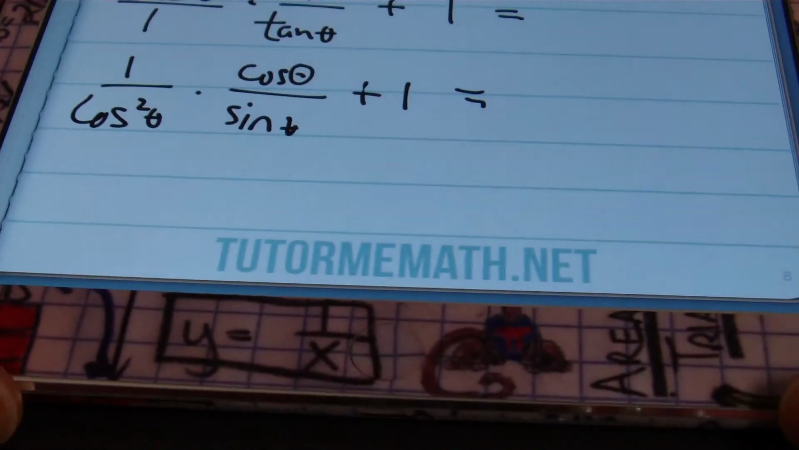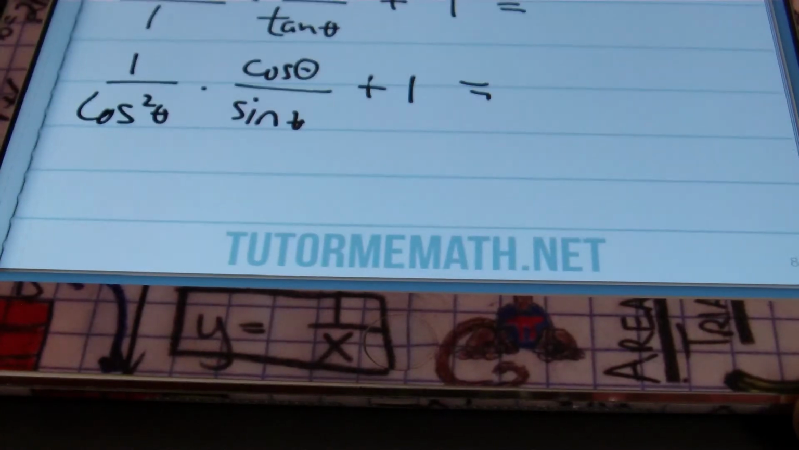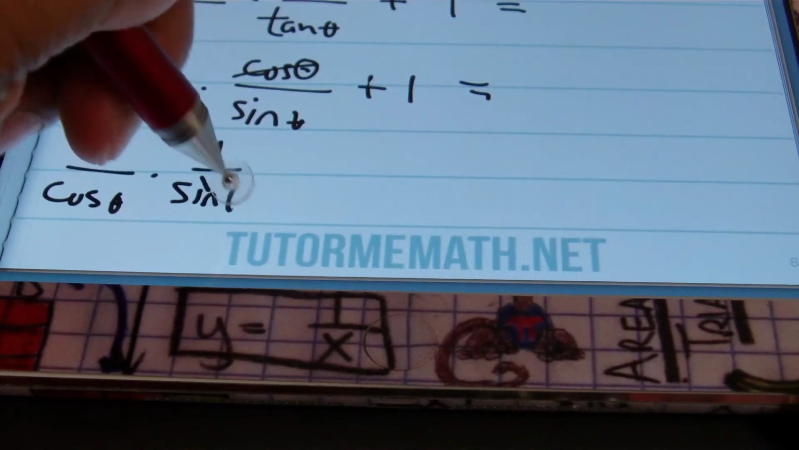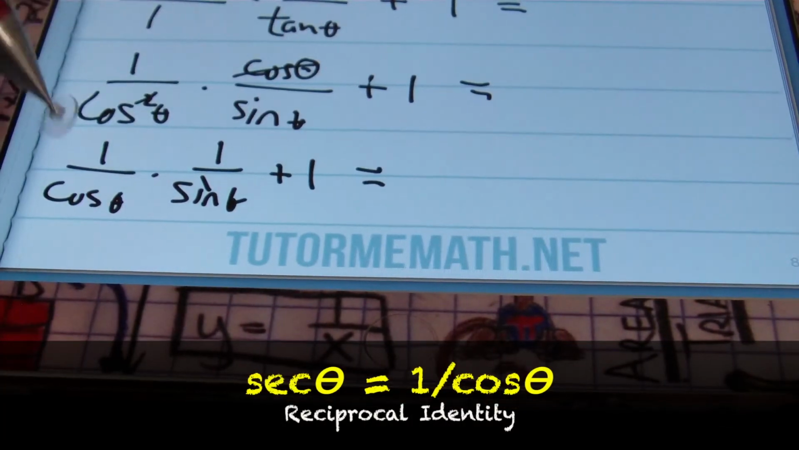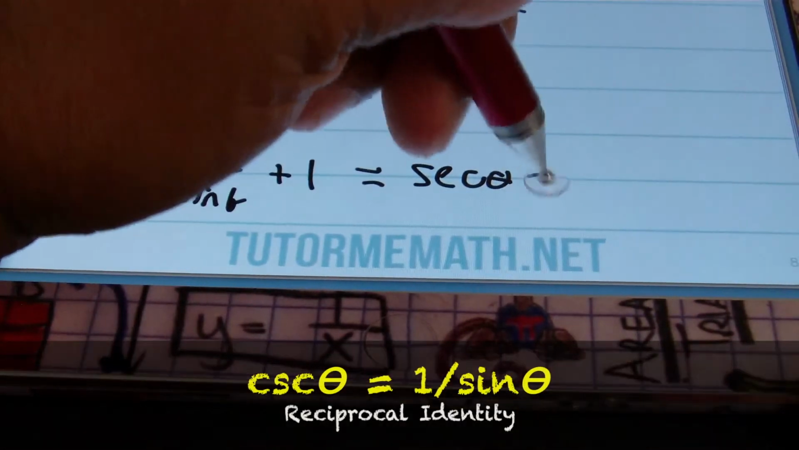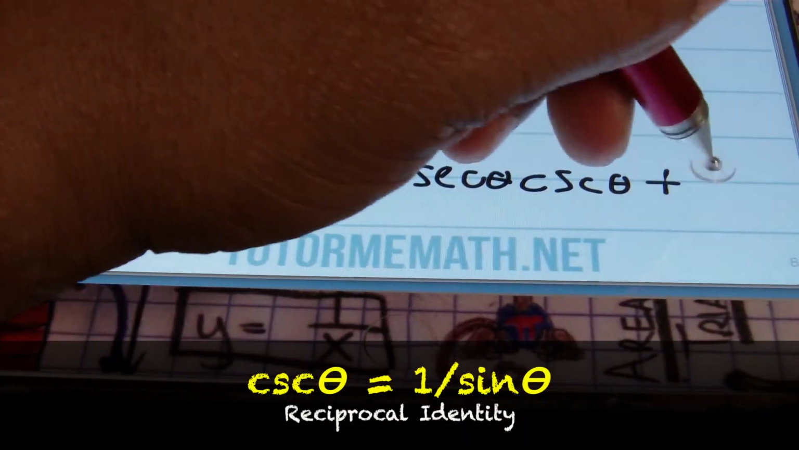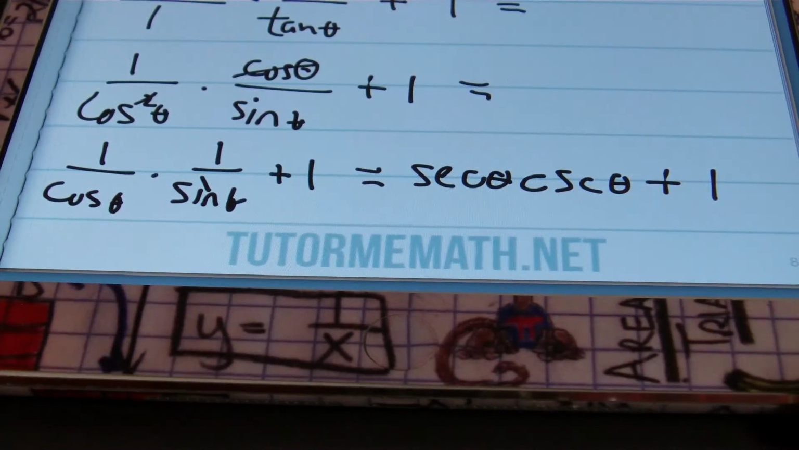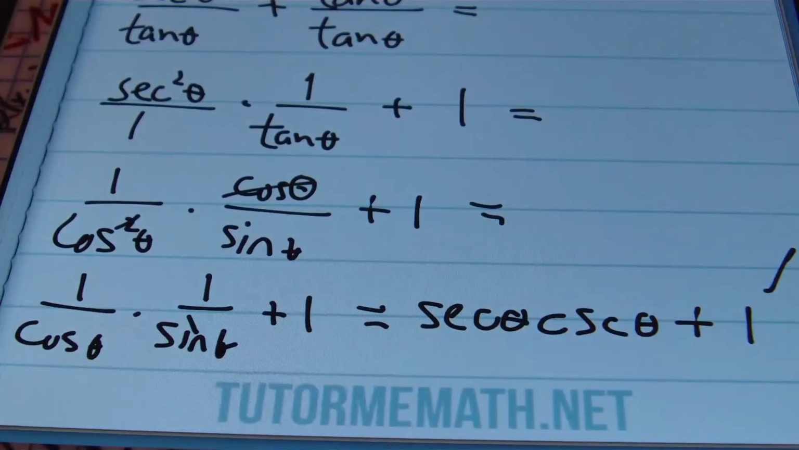From here, what you can do is the following. You can rewrite this by simplifying one of the cosines here. After canceling out one of your cosines, you now have 1 over cosine theta times 1 over sine theta plus 1, which is equivalent to secant theta, using your reciprocal identity, times cosecant theta plus 1, and that's exactly what we had at the beginning of our problem here. So we now have verified the left side equals the right side. That was a doozy, wasn't it? That was problem number 6.